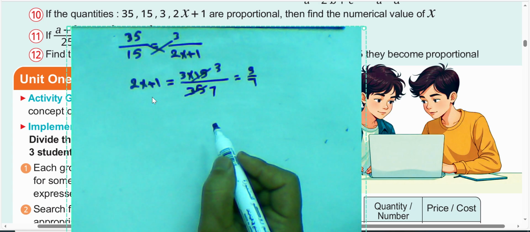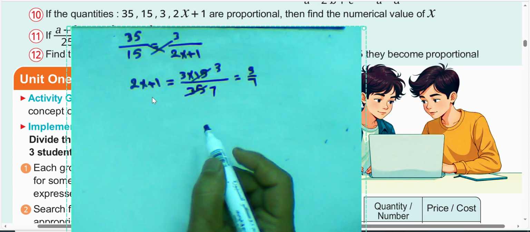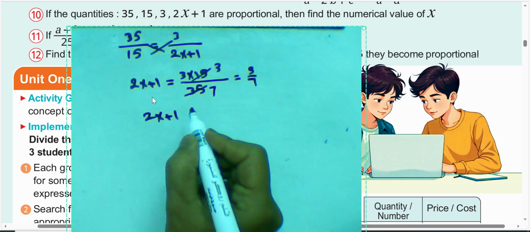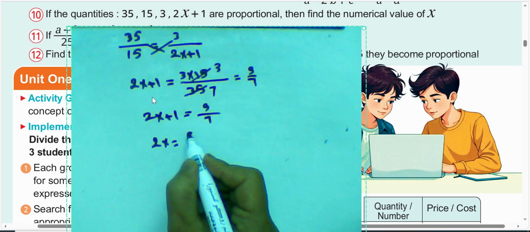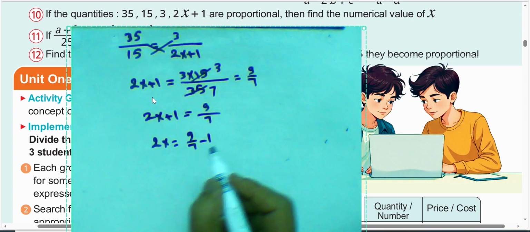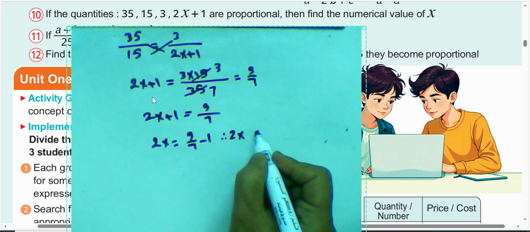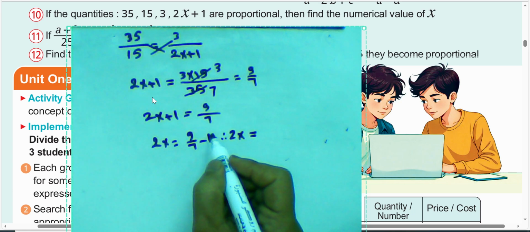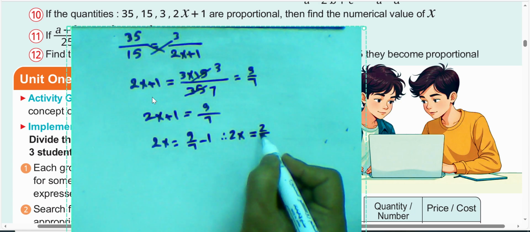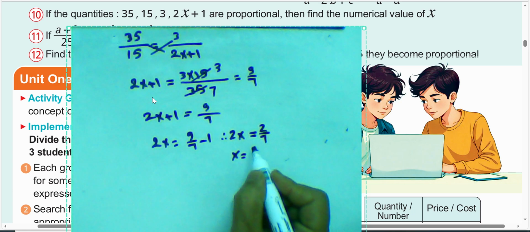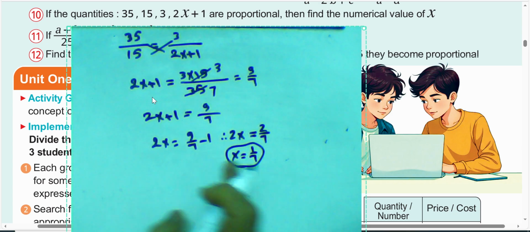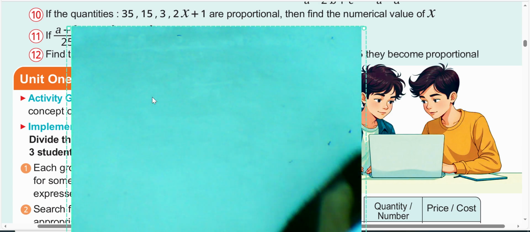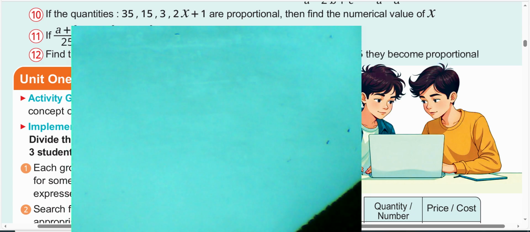Okay. Then we can solve the equation 2x plus 1 equal 9 over 7. 2x will be equal 9 over 7 subtract by 1, it will be 2 over 7. We can divide it by 2, then the value of x equal 1 over 7. The value of x is 1 over 7. Okay. Next question number 11.